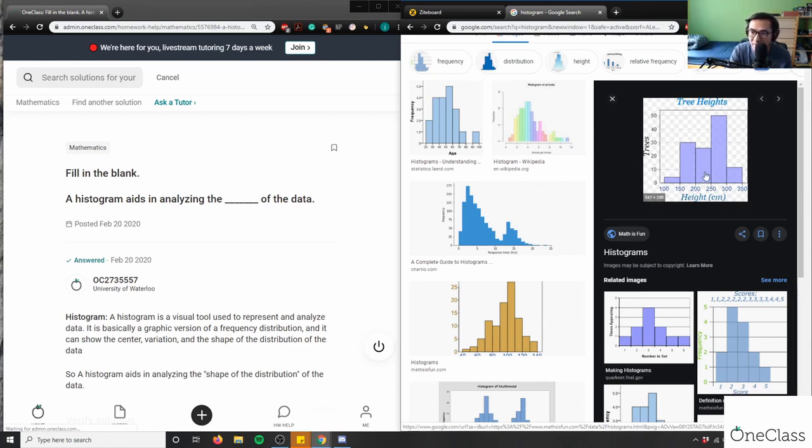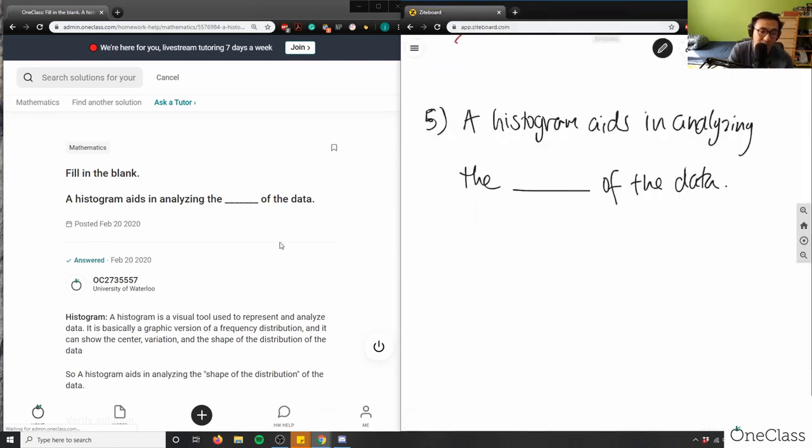Between 200 and 250, it's kind of like 25 maybe. The greatest one here is 50, right? Most trees are from 250 to 300, and then from 300 to 350, it's about 10 trees. So we're showing the number of trees using height as our independent variable. It shows you a distribution of your data, so the histogram aids in analyzing the distribution, right?